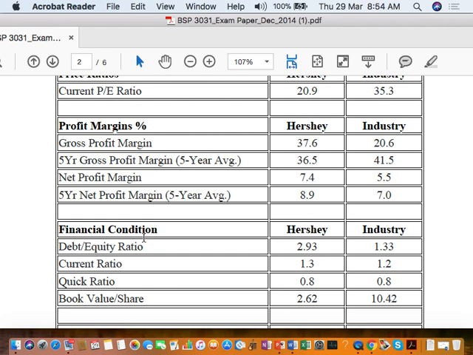Right. So it tells you whether the company is not covering its expenses. Which ratio tells you whether they can cover the expenses? The debt to equity? The current ratio and quick ratios, right. Those are telling you they're covering the short-term obligations.